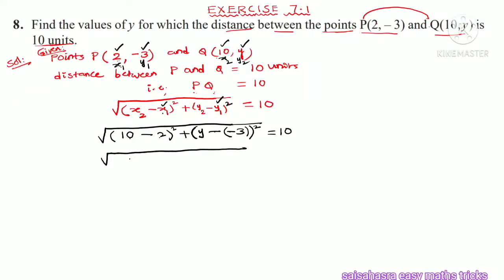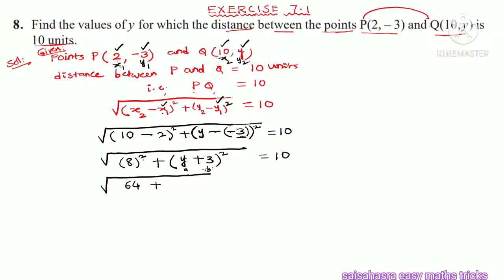10 minus 2 is 8, square, plus bracket open, this is y. Minus into minus is plus, and this is 3, overall square, equal to 10. Next step, 8 square is 64, plus this we can write in the form of the (a plus b) whole square formula. This is a and this is b. (A plus b) whole square. A is y and b is 3.